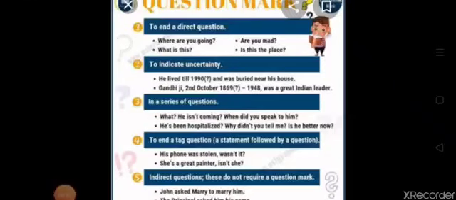The second rule of the question mark is to indicate uncertainty. He lived till 1990 and was buried near his house. Gandhiji, 2nd October 1869 to 1948, was a great Indian leader.